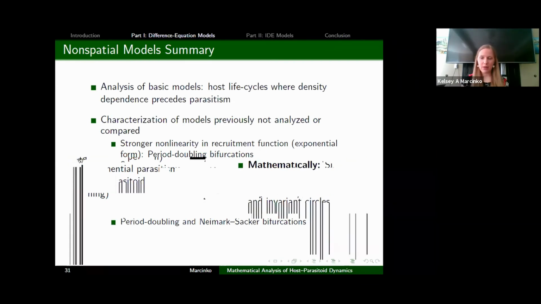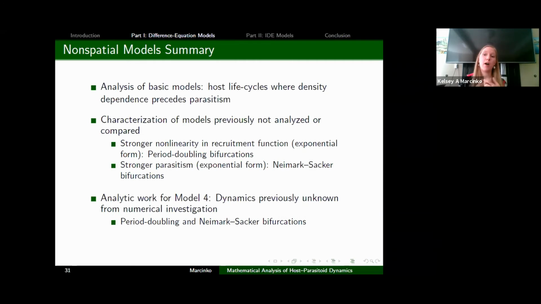To summarize the work in this project, I've analyzed some basic models of hosts and parasitoids under the assumption that density dependence precedes parasitism in the life cycle of the host. These models had not been previously analyzed or compared in the way that I approached the problem, and so I was able to characterize them and demonstrate that stronger nonlinearity in the recruitment function, that exponential form, gave rise to period doubling bifurcations, those flip bifurcations by another name, and stronger parasitism, the exponential form there, gave rise to Neimark-Stacker bifurcations.